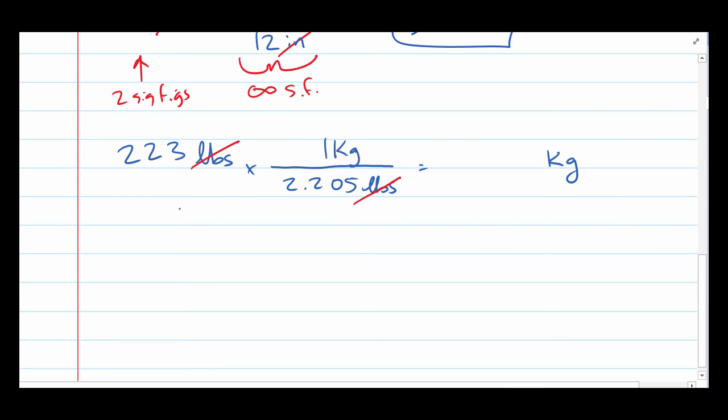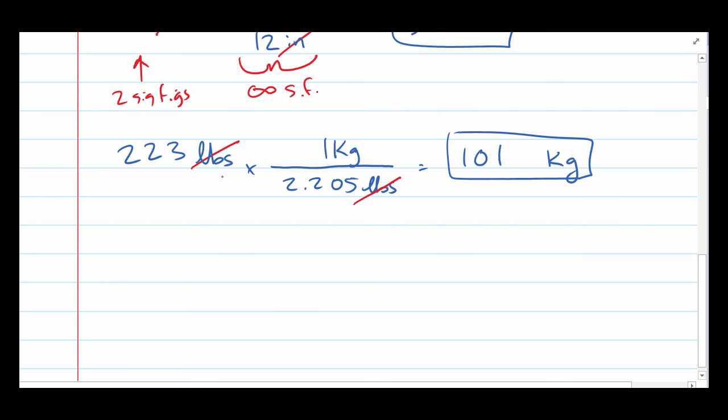We take 223 and we divide it by 2.205. We wind up with 101.133. And then we ask ourselves, how many significant figures should be in that answer? 3. So I've drawn this off to be 101 kilograms.